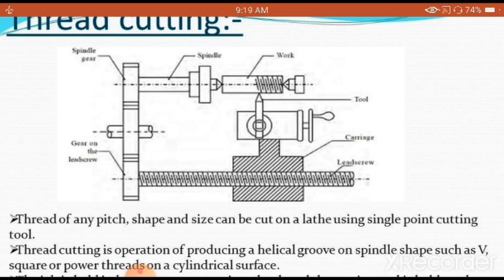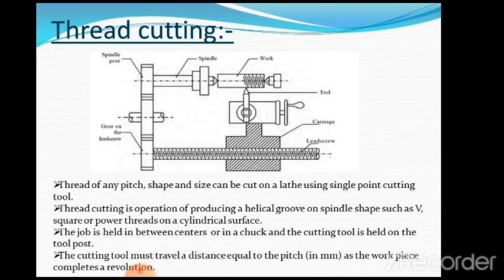But the selection of these gears, meaning the number of teeth, is very important whenever we go for a thread cutting operation. That is what we are going to discuss in detail now, one by one. Thread of any pitch, shape and size can be cut on a lathe using a single point cutting tool. This is already told; depending upon the shape and size, we can go for the cutting of screw threads.